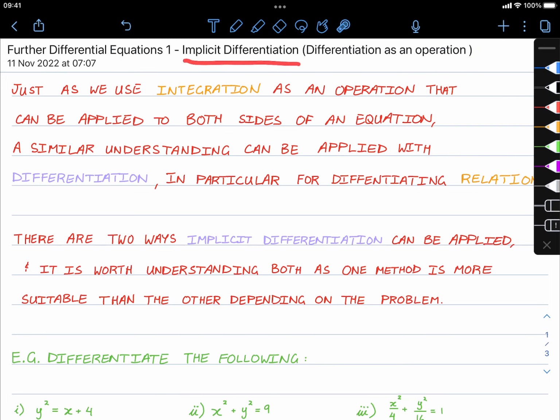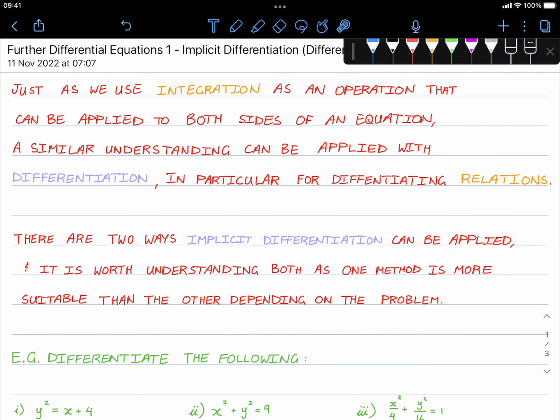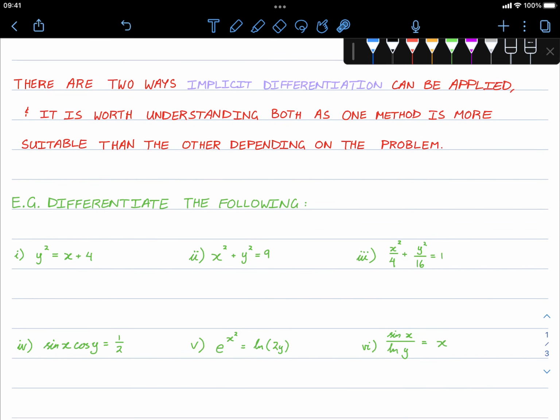In this video we'll be looking at implicit differentiation, or as I like to think of it, differentiation as an operation. Just as we use integration as an operation that can be applied to both sides of an equation, a similar understanding can be applied with differentiation, in particular for differentiating relations. There are two ways implicit differentiation can be applied, and it's worth understanding both, as one method is more suitable than the other depending on the problem we are facing.